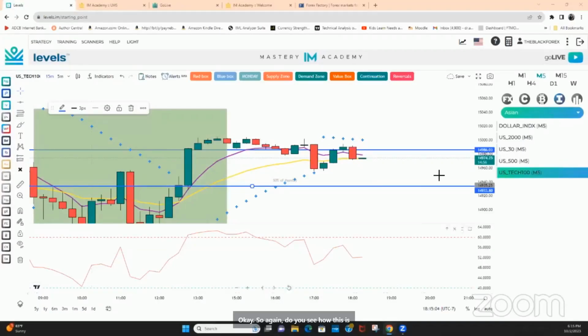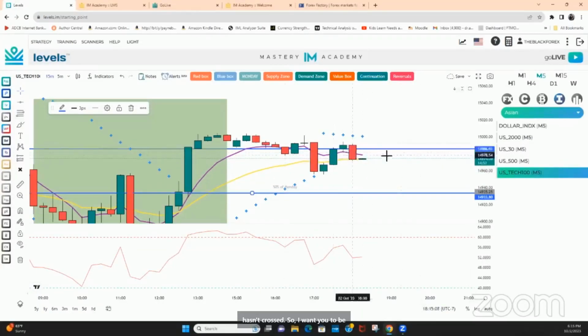So again, do you see how this is giving us some more buy momentum? It hasn't crossed. So I want you to be able to get in a more stable trade when the market crosses on the 15-minute chart, because you'll be able to collect more points. Does that make sense? Any questions about that?